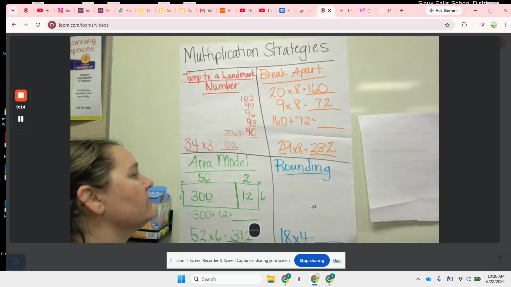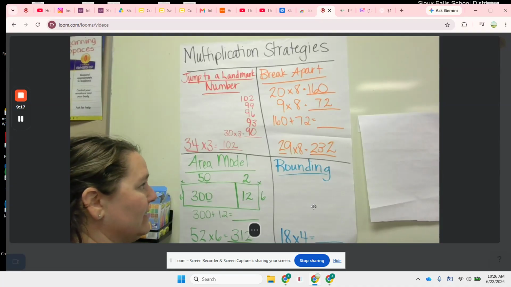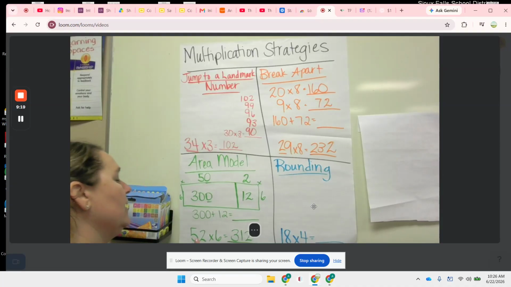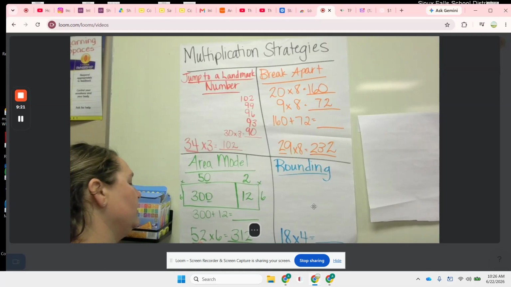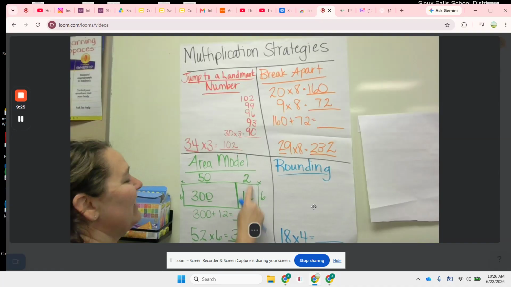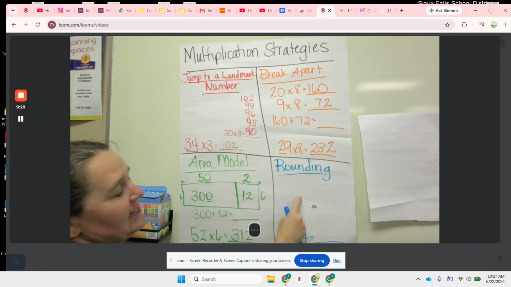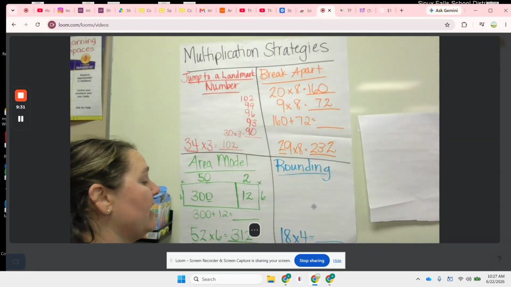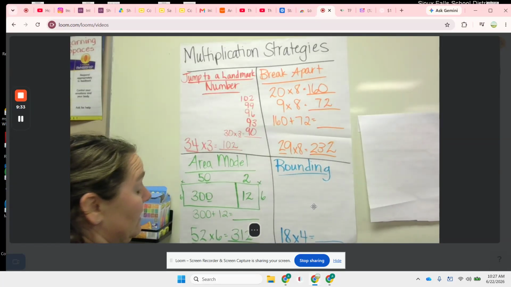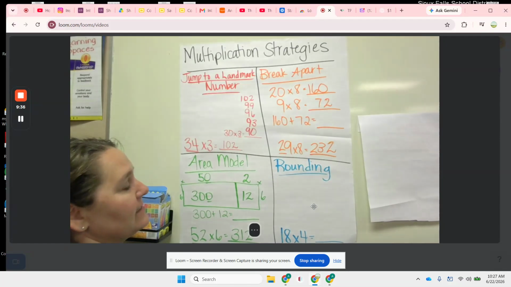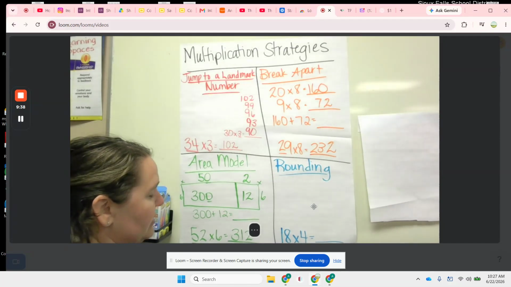The tricky part about this is it doesn't work for every single multiplication problem. It would not be the best strategy for 52 times 6 because you would take it back to the 50 times 6 and then add the 2 times 6. And that's really a break apart or area model strategy. That's not necessarily a rounding strategy.